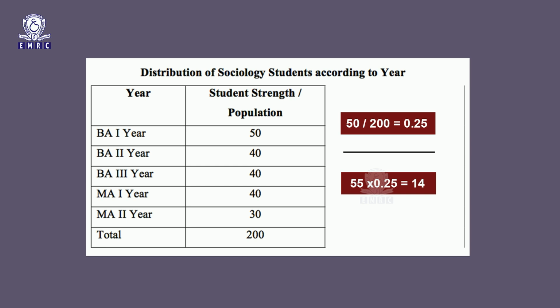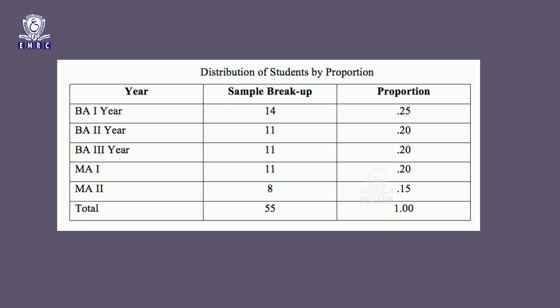The proportion of BA first year students in the population is 0.25, so 50 into 0.25 is equal to 14. So the researcher is going to select 14 students from BA first year. Then he is going to select 11 students from BA second year, 11 students from BA final year, 11 students from MA first year, and 8 students from MA final year.